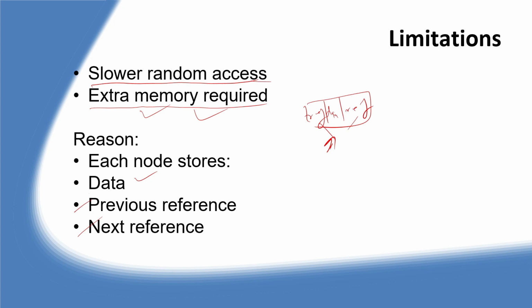Accessing elements by index is slower because nodes must be traversed one by one in the case of linked list. And it also consumes more memory than ArrayList because every node stores additional references, that is the previous reference and next reference.